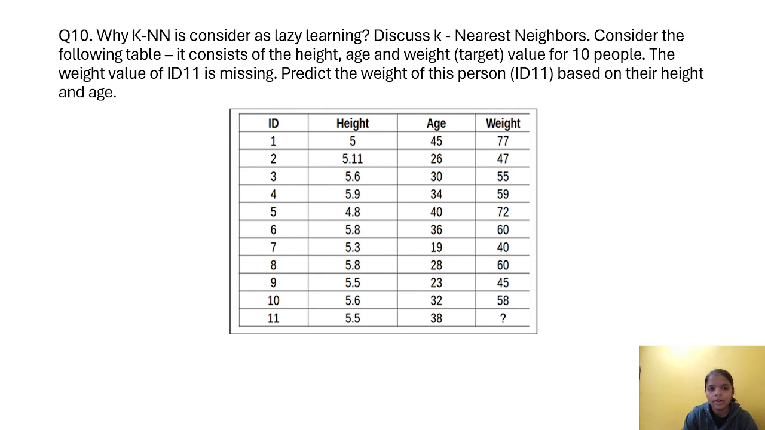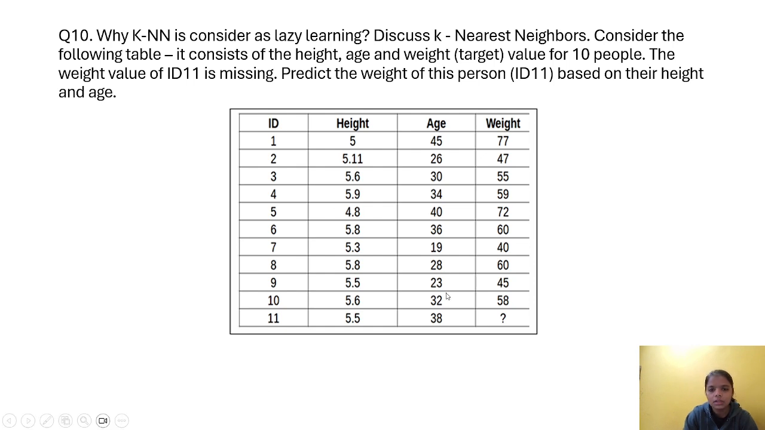In this video, we will cover assignment question number 10. Why KNN is considered as lazy learning. Discuss K nearest neighbors. Consider the following table. It consists of height, age, and weight target value for 10 pupils. The weight value of ID 11 is missing. Predict the weight of this person, ID 11, based on their height and age.